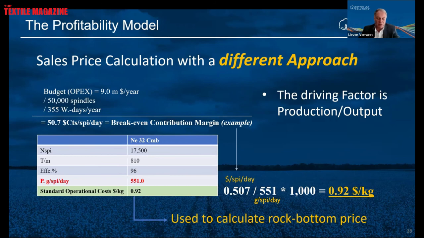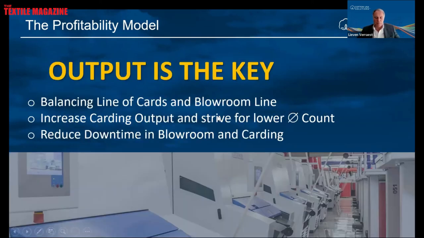The base for this calculation is the target contribution margin divided by the production rate in gram per spindle per day. This number represents the standard operational cost of each article, and it will be used to determine the sale price. So at the end, it all comes down to output. Output, as I told you before, is the key.